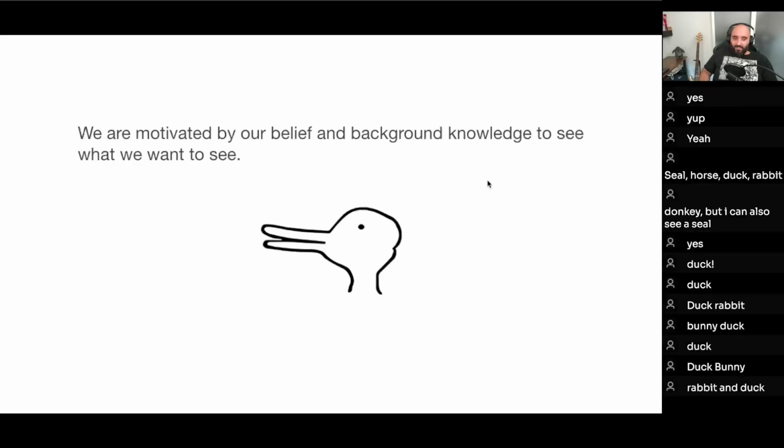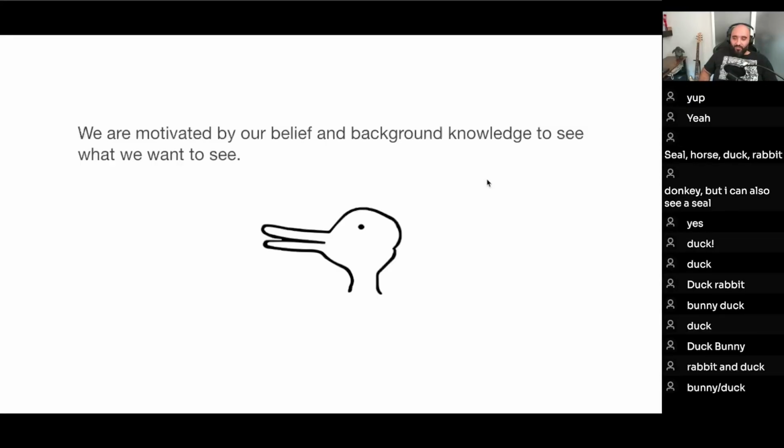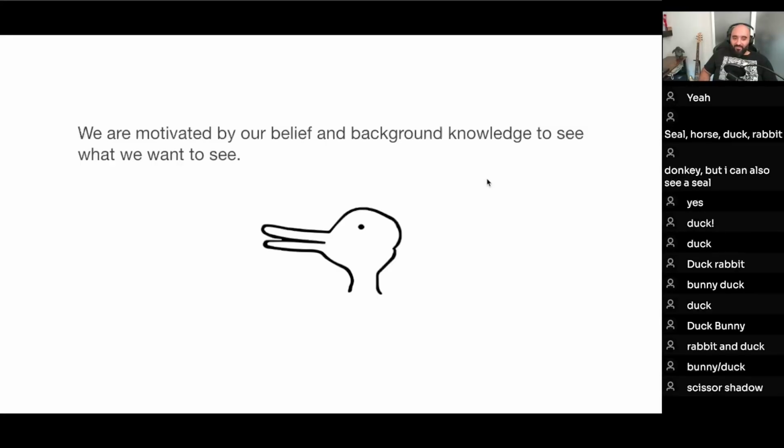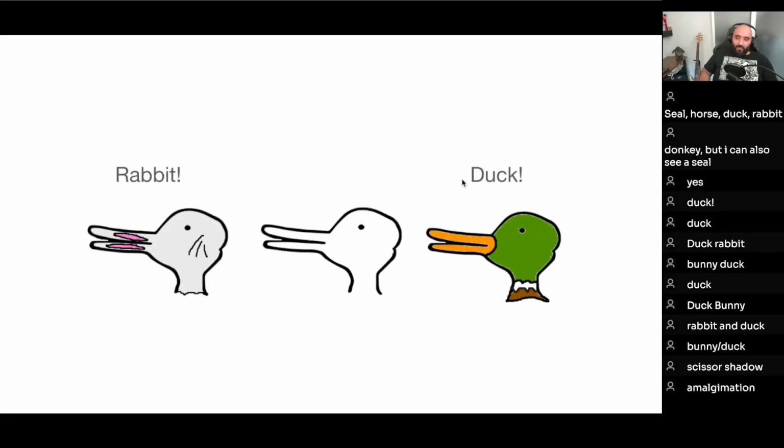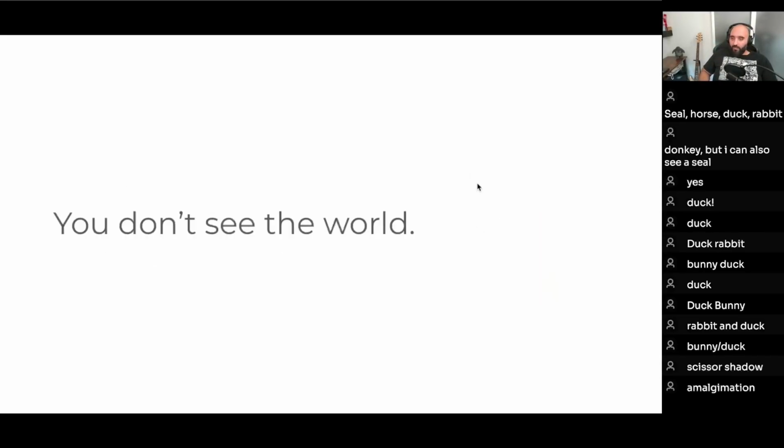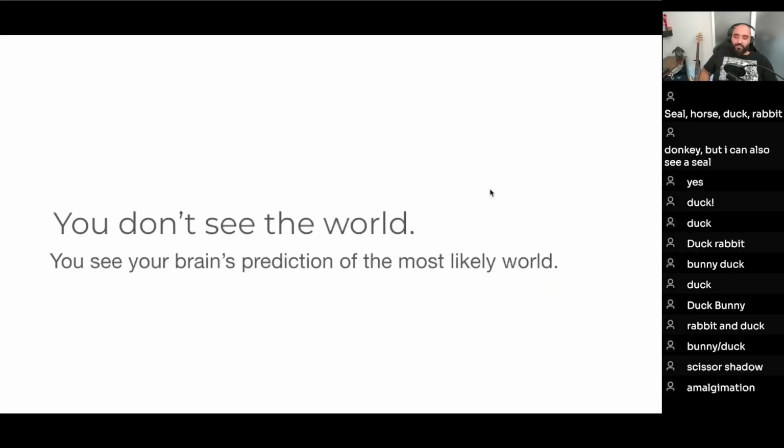Duck, bunny, rabbit and duck. You see both of them. Scissor shadow. Yep. Yeah, this is also some ambiguous things, right? You could see this as a bunny, you could see this as a duck, you could see both of them. And then if you use color, you can make it less ambiguous. But again, another example of our eyes seeing things differently. So you don't see the world, you see your brain's predictions of the most likely world.